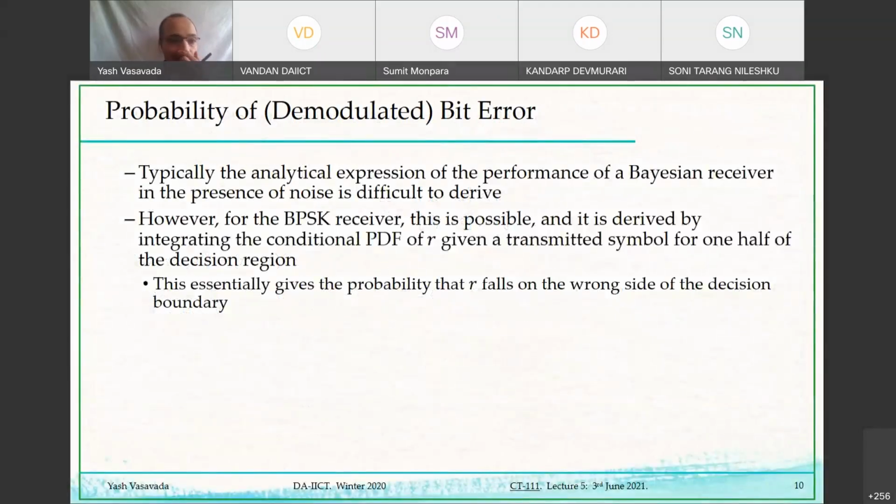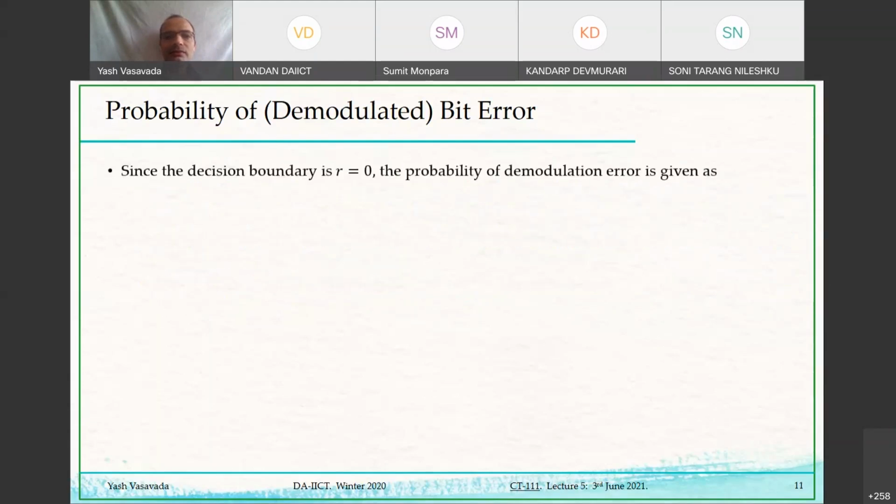Okay. So now let us move forward. Let us also complete this discussion by deriving the probability of bit error. And there the main concept is that once we have defined the decision boundary, the bit errors happen whenever this received voltage R falls on the wrong side of the decision boundary. And so all we have to do is to integrate the conditional PDF of R given a particular transmitted symbol for half of the real valued line. And so that math is what I am writing here.